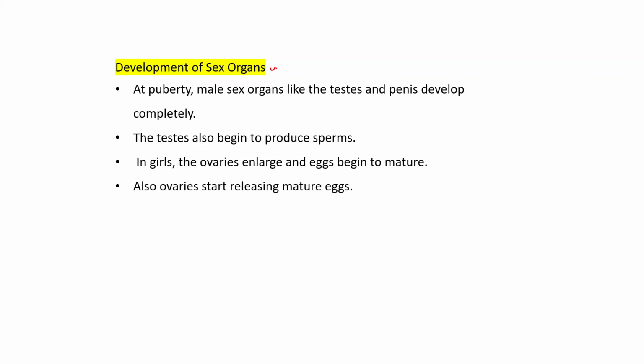Development of sex organs. In the chapter reproduction in animals, we have discussed the male reproductive parts and female reproductive parts. I think you have remembered. Okay. At puberty, male sex organs like the testes and penis develop completely. The testes also begin to produce sperms. In girls, the ovaries enlarge and eggs begin to mature. Also, ovaries start releasing mature eggs. Okay, these are the development of sex organs.